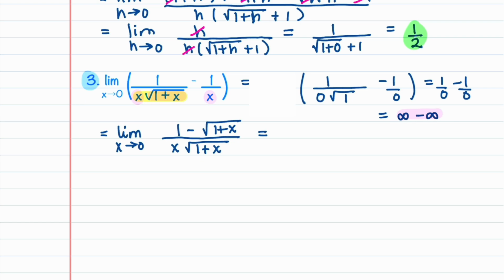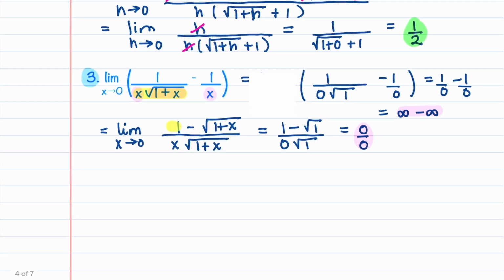Now let's go ahead and plug in x is equal to 0. So we have 1 minus the square root of 1 on the top, and we have 0 times the square root of 1 on the bottom, and that gives us 0 divided by 0, which is our indeterminate form that we looked at for our first and second examples. Notice now that we have a term in the top that's a number minus a square root. That means that we can multiply by a conjugate. Let's go ahead and do that.